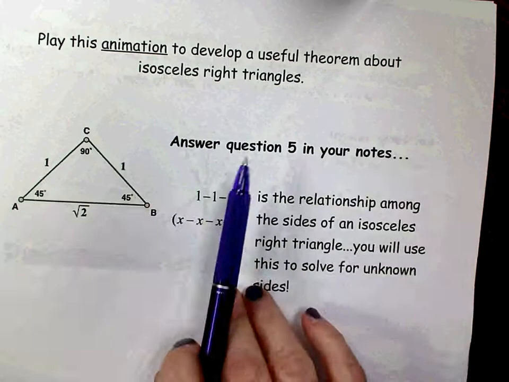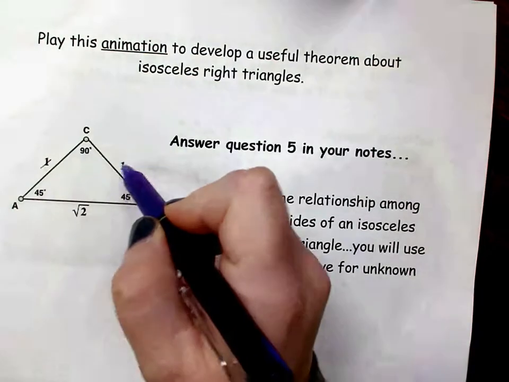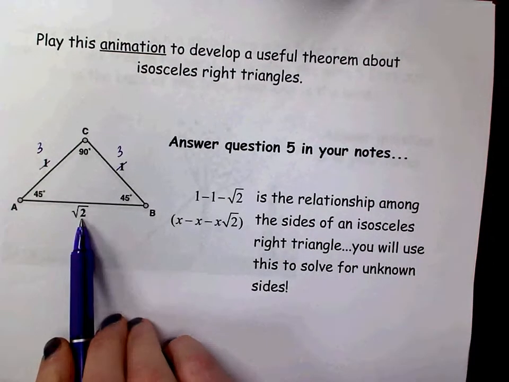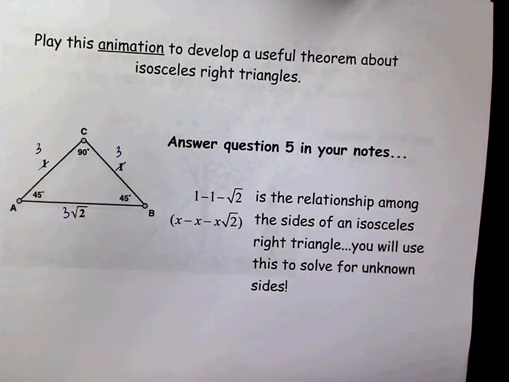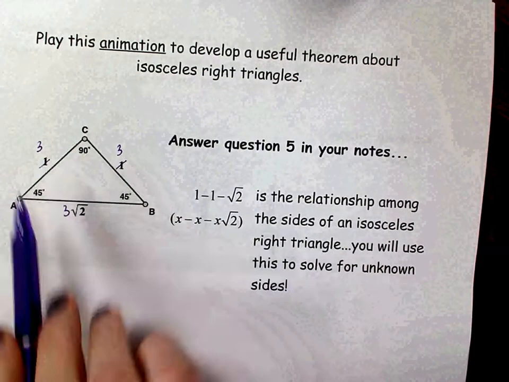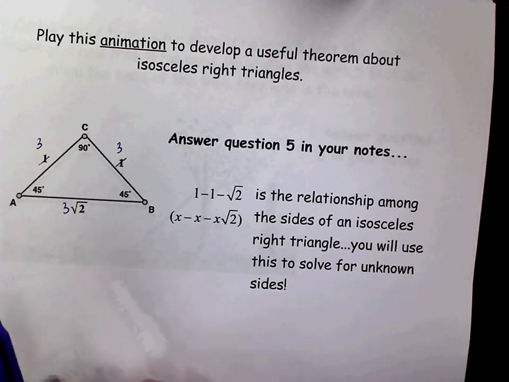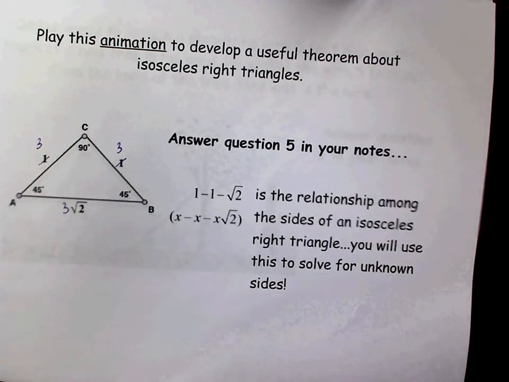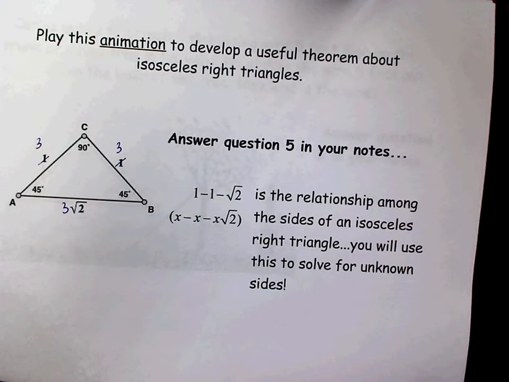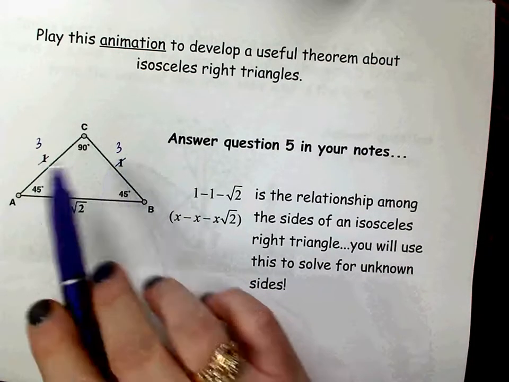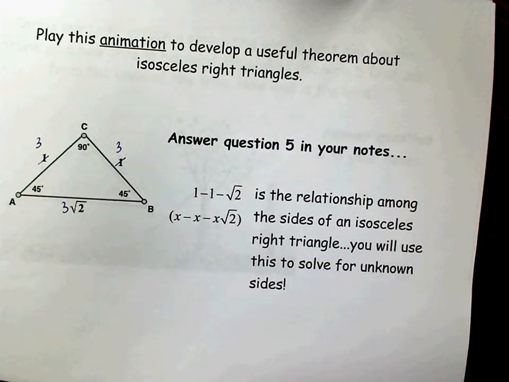So if instead of 1s, if I made these 3s, then this wouldn't be the square root of 2 anymore. It would be 3 square root of 2. Whatever number is the legs would be in front of the square root of 2. And that's multiplication between the 3 and the square root of 2. So that answers question 5 in your notes. You're going to draw your reference triangle, and that's when the legs are 1, and the hypotenuse is the square root of 2.